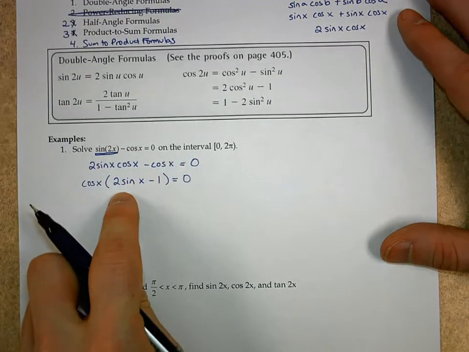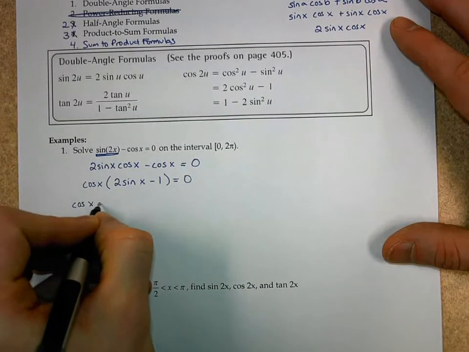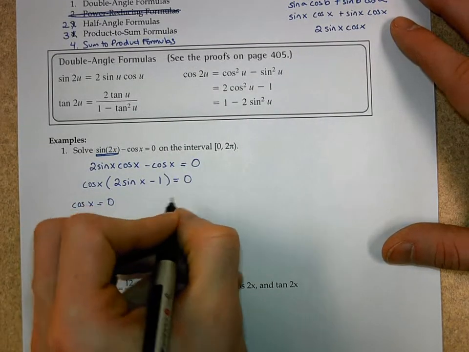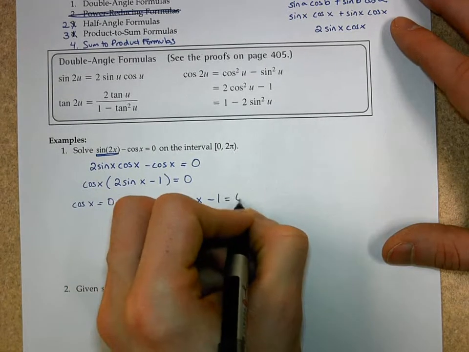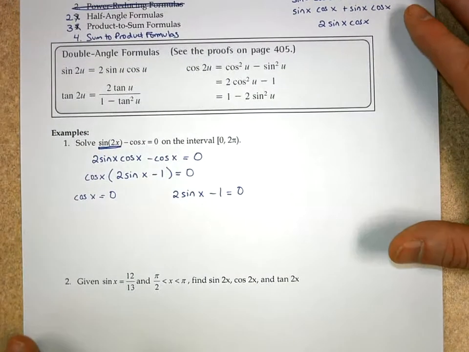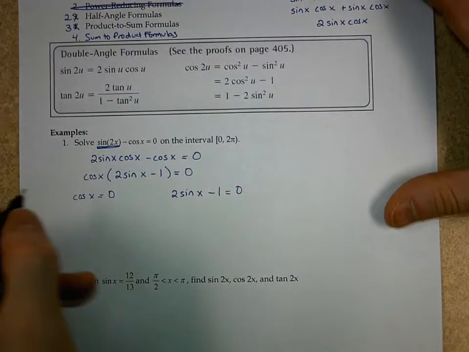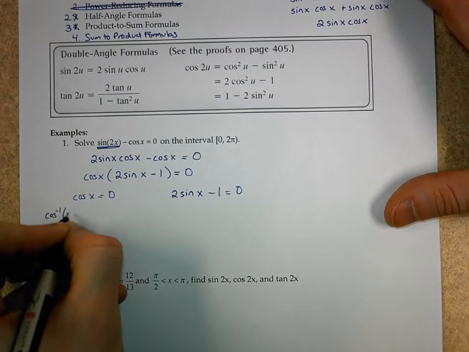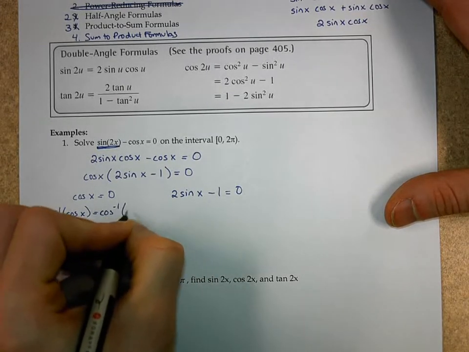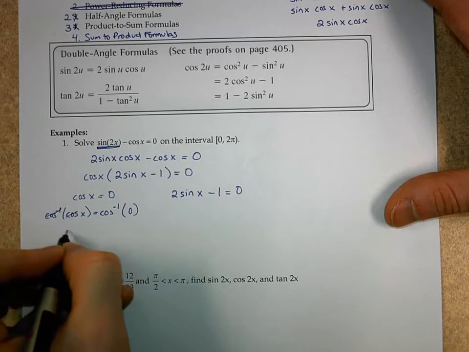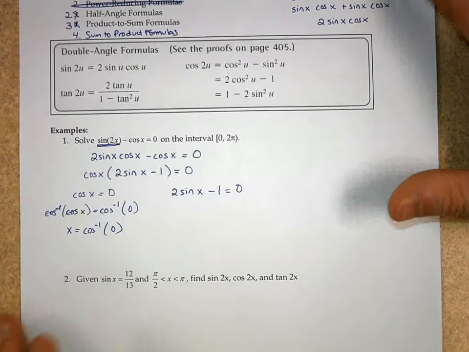Two quantities being multiplied together equaling 0. We'll set each one equal to 0. The cosine of x is equal to 0. And 2 sine of x minus 1 is equal to 0. Here for my cosine of x is equal to 0, we'll take the cosine inverse to both sides. So x is equal to the cosine inverse of 0.